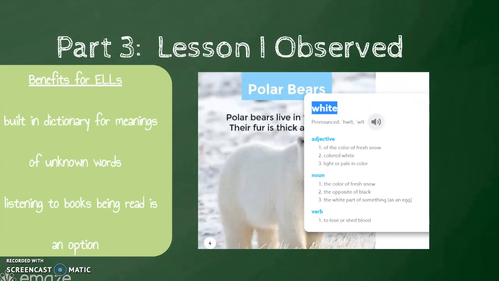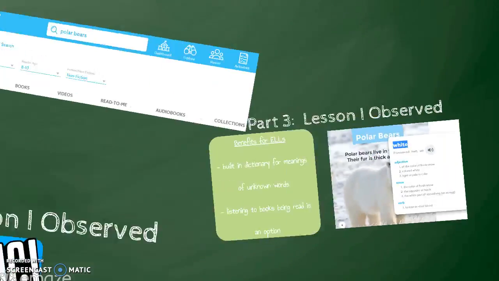This resource benefits ELLs because every word in every book can be clicked on and a definition is provided on the screen for the reader. This can help ELLs feel much more confident when reading independently, as they can determine the meaning of unknown words on their own without help from a teacher. This resource is also beneficial for ELLs because it has many books that can be listened to. This allows ELLs to listen to fluent reading and help build fluency in their own reading.